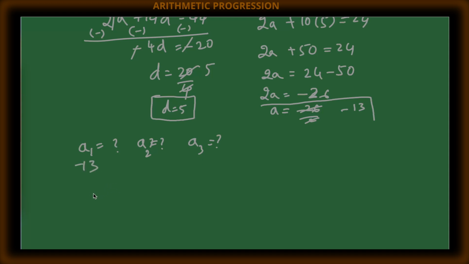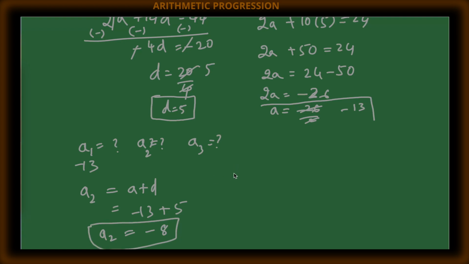Okay, and how do you find the a2? a2 is equal to a plus d. So what is a here? Minus 13 plus d is 5. So what is it? It becomes minus 8. So a2 is there. We got it, a2, the second term.